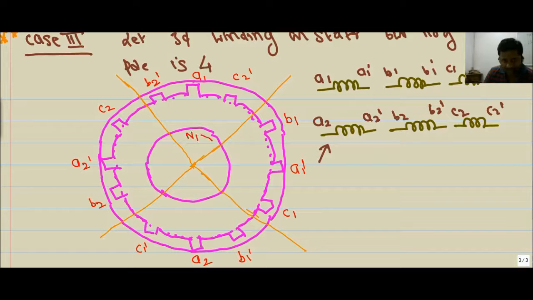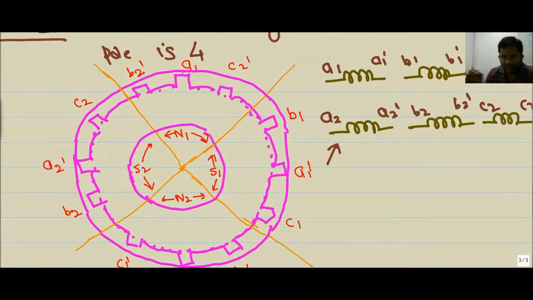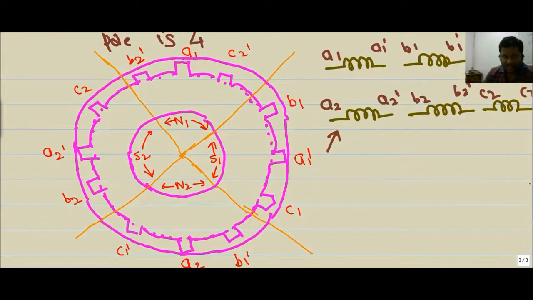Suppose a 4-pole machine: this is N1, this is S1, this is N2, and this is going to be S2. Here we can closely examine that in this section, A1 has its complementary A1 dash, placed in this fashion, making an angle of 90 degrees.